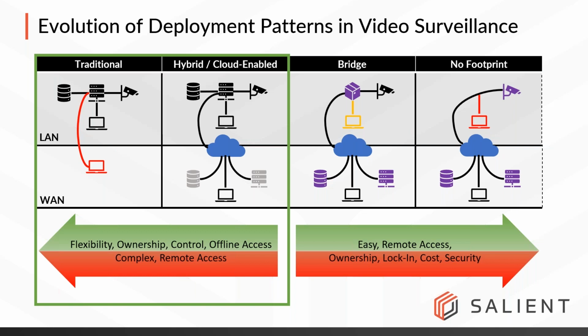It turns out when people start talking about cloud, they actually might mean a number of different things. Everything from no footprint, meaning cameras that connect directly to cloud, all the way to hybrid models that have most of the VMS deployed on premise, and maybe there's some remote access and maybe a little bit of storage that's available through the cloud.